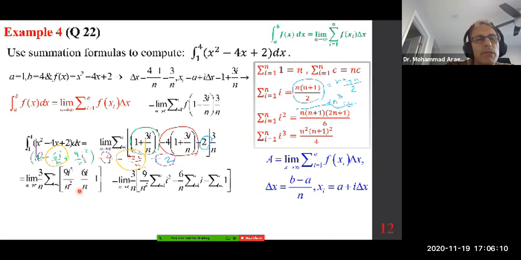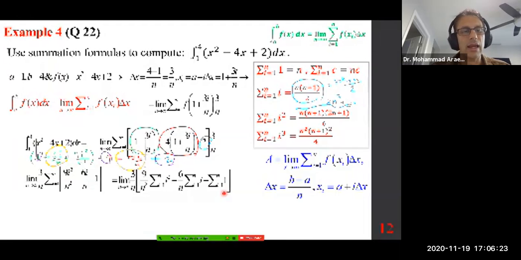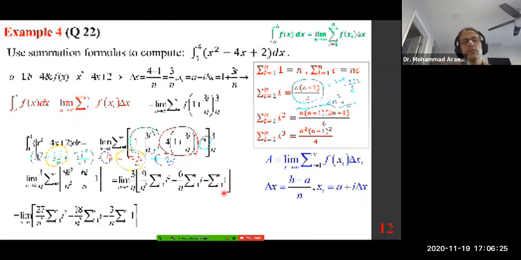And then we take 9 over n squared out. We put summation of i squared, minus 6 over n out. We put summation of i, so on and so forth. I hope the recording has that. And then you can multiply 3 over n, distribute, and this is what you get.